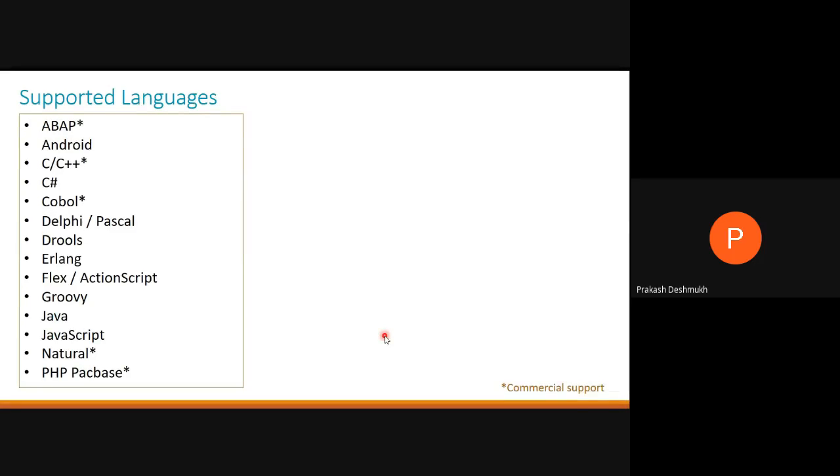It supports a good bunch of languages. The common ones we see are C, C++, C Sharp, Java, JavaScript. Those are supported. Even ABAP is also supported. Android development is also supported. So it supports a wide variety of languages. What is this star mentioned? Those are commercial. That is commercial support. SonarQube will not support ABAP, but for ABAP code scanning you need to go for Sonar as the commercial version.